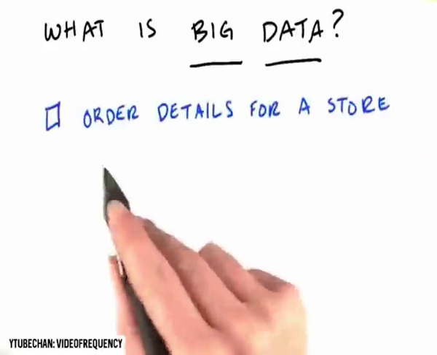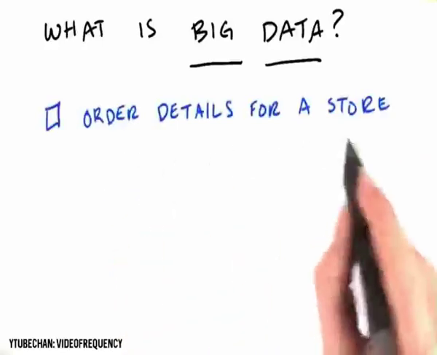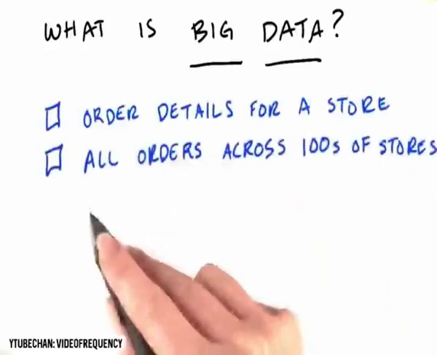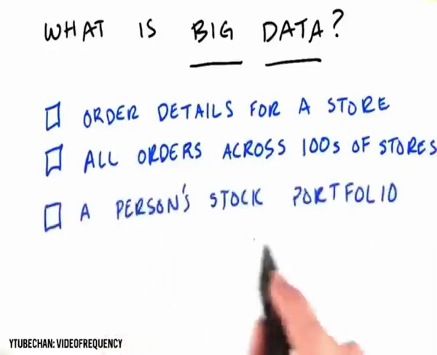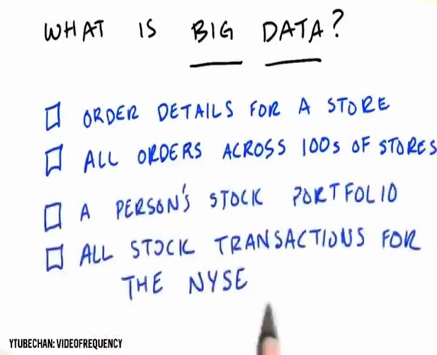Would you consider the order details for purchases at a single store to be big data? Or all orders across hundreds of stores nationwide? Say an individual's stock portfolio, or all stock transactions for the New York Stock Exchange for a year.